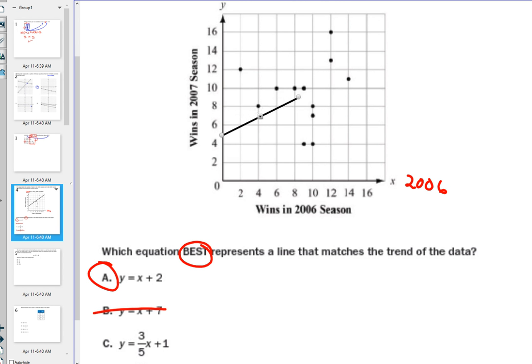I can just do it by the boxes too. Up 1, 2, 3, and over 1, 2, 3, 4, 5. That's what they're saying is the line of best fit. How many points are above the line? 6. How many are below it? 6.